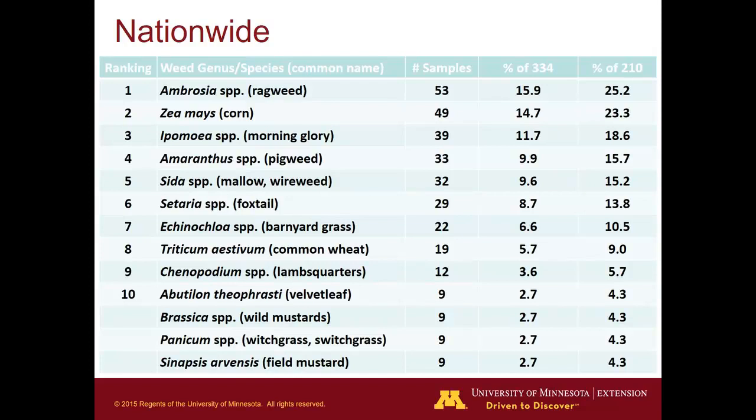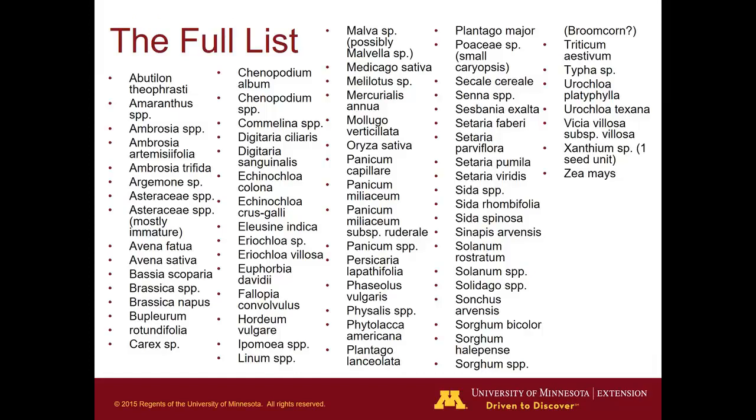This means about 3% of all the samples had amaranth in them. It surprised me a little bit, because you don't think of those little tiny pigweed type seeds going through combines and ending up in the grain, but they do. So it's important from a weed management standpoint. So far we've identified 71 species.